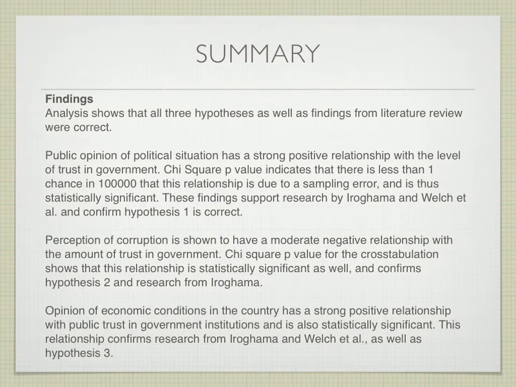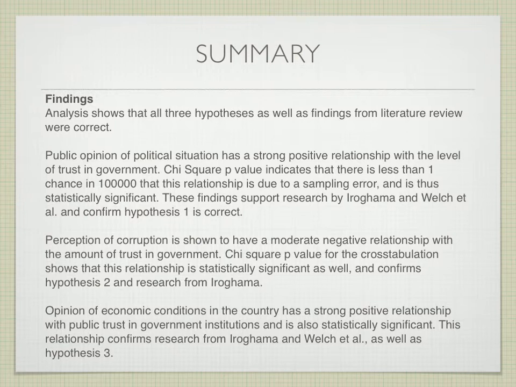The analysis shows that all 3 hypotheses are correct, as well as findings from literature review. Public opinion of political situation has a strong positive relationship with the level of trust in government. Chi-square probability value indicates that there is less than 1 chance in 100,000 that this relationship is due to a sampling error, and it is thus statistically significant. These findings support research by Iragama and Welch et al. and confirm hypothesis 1 as correct.